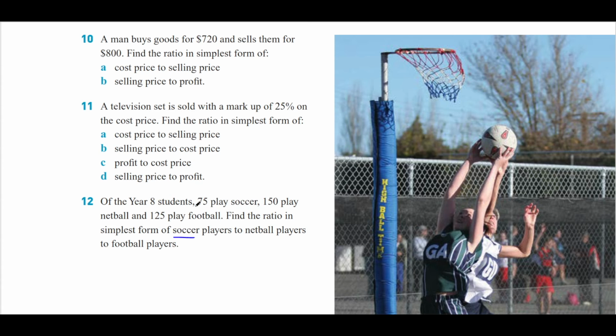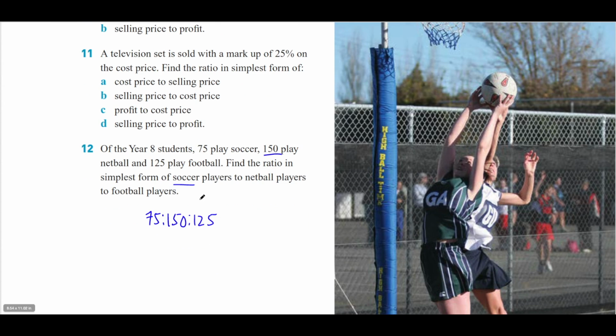So now the question says find the ratio in simplest form of soccer players. So which one is soccer? 75. To netball, so 150 play netball, to football. So the fraction looks something like this. Alright, so we have a fraction that looks something like this, and the thing is we have to find the highest common factor of all these 3 numbers. So what can we do?